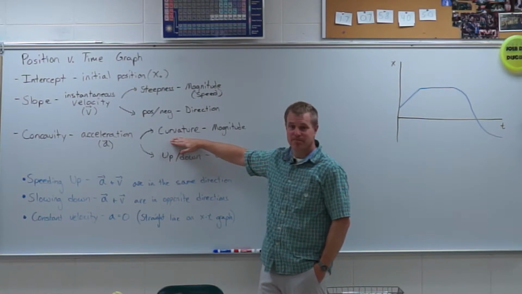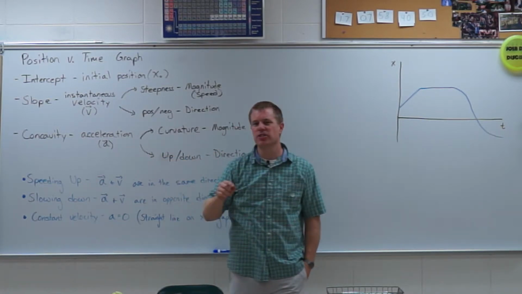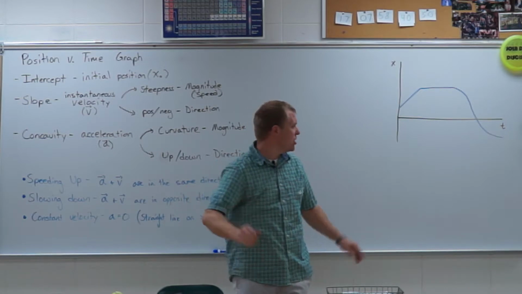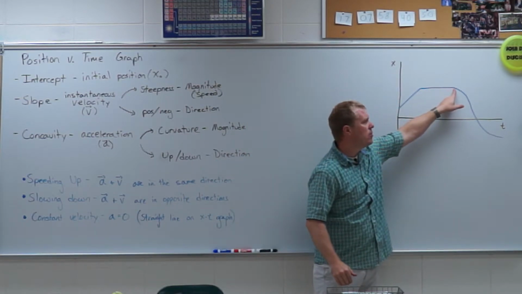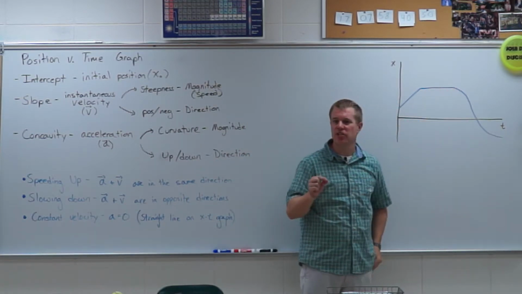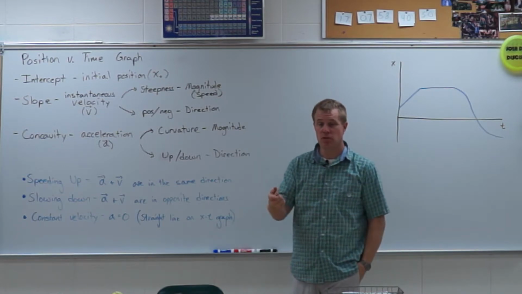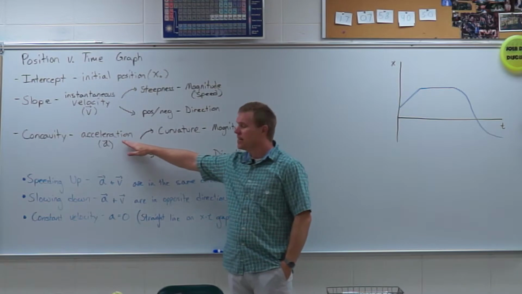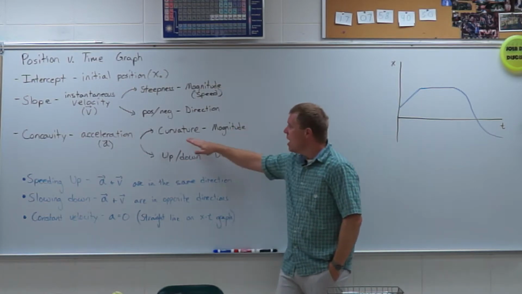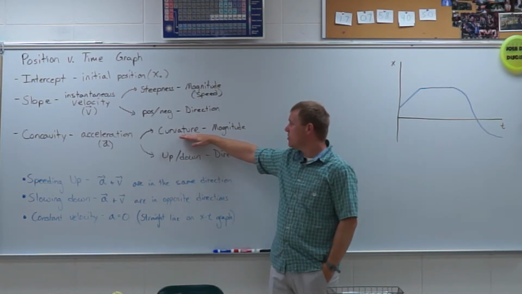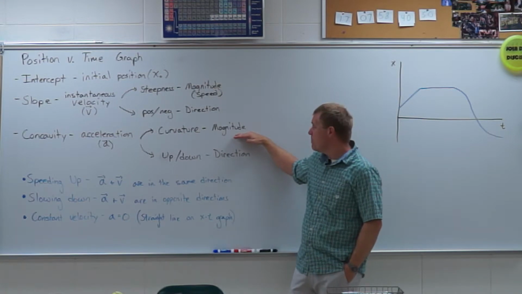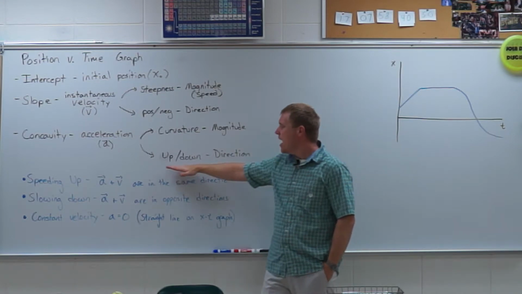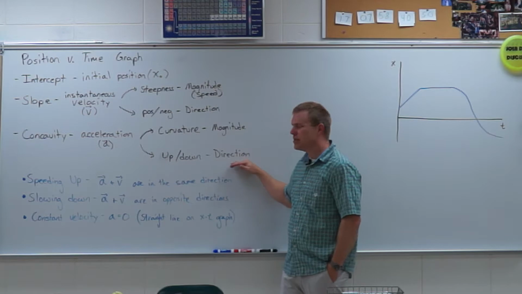Concavity. Concavity tells me about the acceleration. So as the slope changes, we'll have a curve. And that curve tells me about how the slope is changing, or the rate of change of velocity, which is known as acceleration. The curvature tells me about the magnitude of the acceleration, and if it's concave up or concave down tells me about the direction.